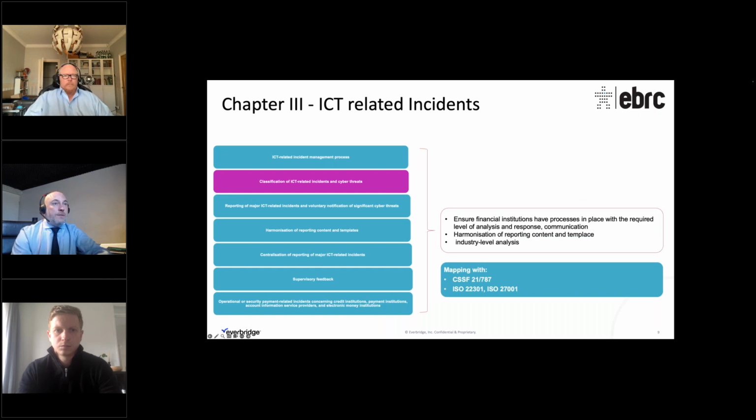Chapter 3 relates to incident management. DORA wants to be sure that financial institutions have all the processes in place with the required level of analysis and response, communication, harmonization of reporting content and templates, and industry-level analysis. What does it mean? You need to perform every single component you have in the business continuity, disaster recovery plan, or information security management system. And at EBRC, we want to operate every component.